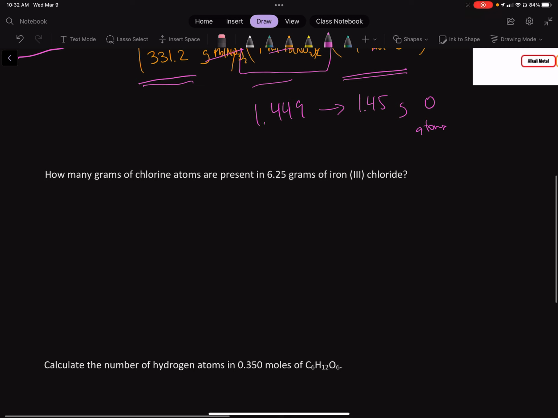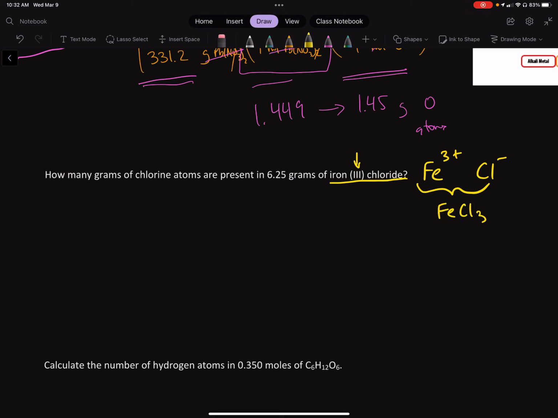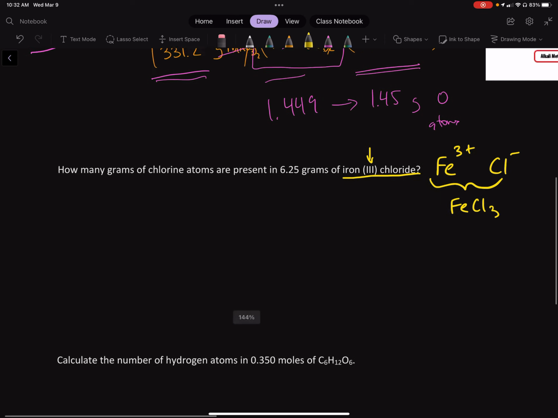Okay, we got 2 more. This next one says how many grams of chlorine atoms are present in 6.25 grams of iron 3 chloride. Again, first up, we do need that correct formula. Iron is Fe, and the Roman numeral 3 is telling us that it's a 3 plus. And then chloride is referring to chlorine. That's always a 1 minus because it's a halogen. So the formula for iron 3 chloride would be FeCl3. We would need 3 chlorine to balance with that 1 iron.